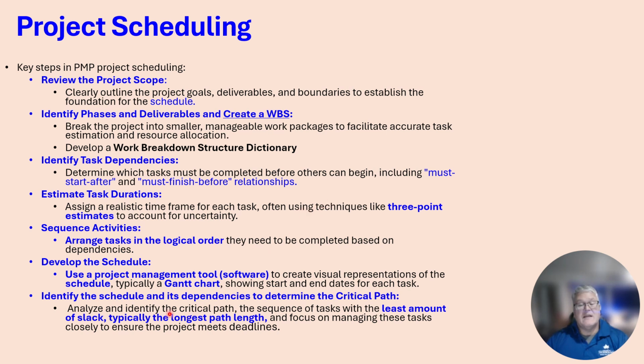And then you will identify the schedule and the dependencies to determine the critical path. And I've already talked about the critical path. That's the longest length for your activities, and then within it, because you have the longest length, you're going to determine things that are slack or float, and those impact your schedule.